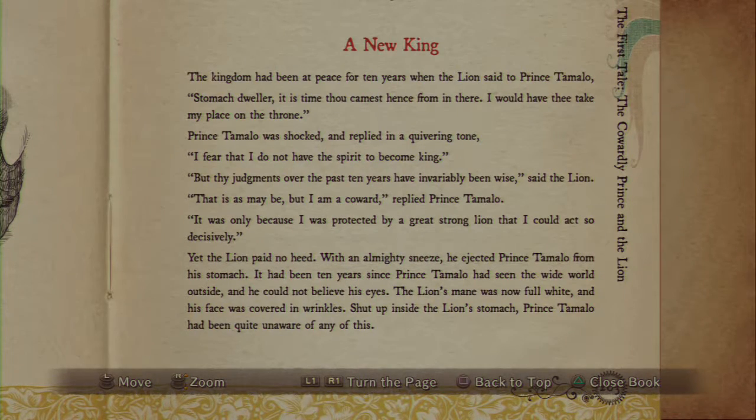It had been 10 years since Prince Tamalo had seen the wide world outside, and he could not believe his eyes. The lion's mane was now full of white, and his face had been covered in wrinkles. Shut up inside the lion's stomach, Prince Tamalo had been quite unaware of any of this.